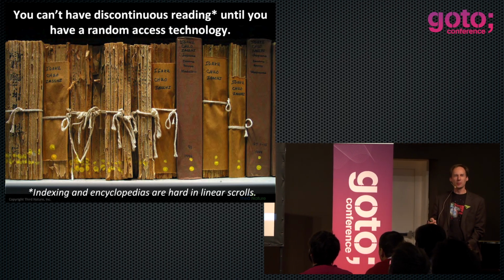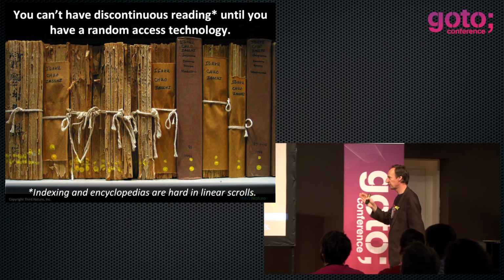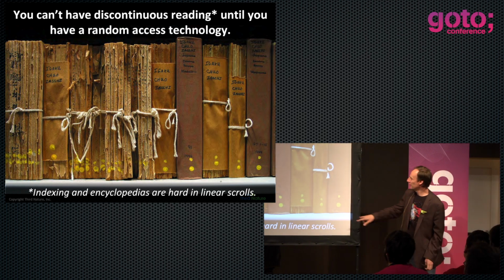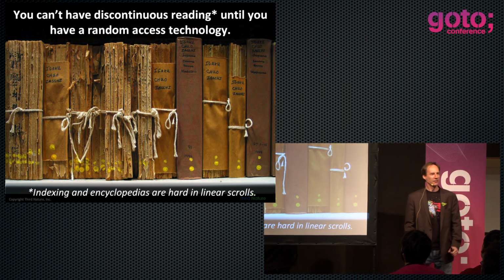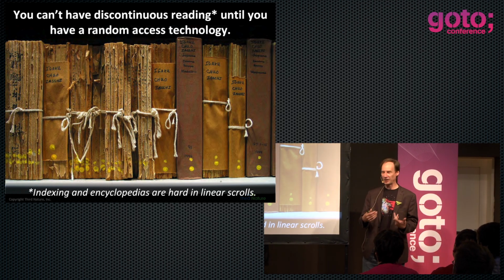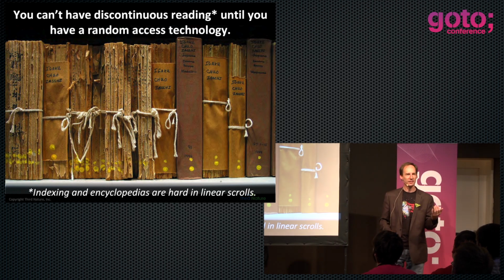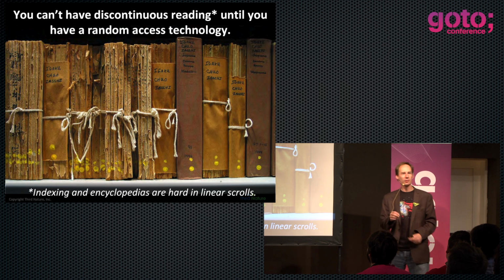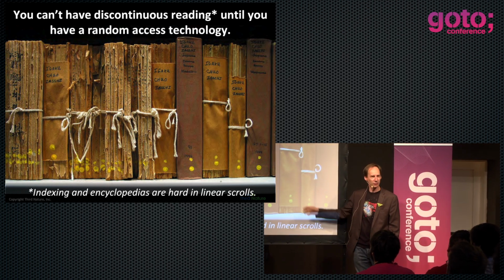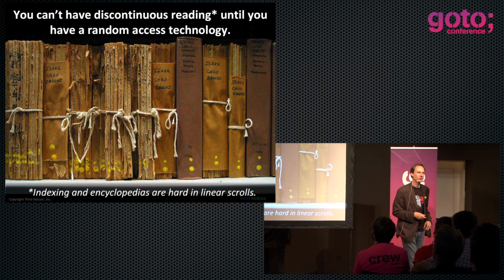Now, with scrolls, you have continuous reading. Start here, end here. With codices and books, you have random access. Now, the interesting thing is, if you make them big like this, and they're random access, until you have invented some new technologies for indexing, like an index or a table of contents or page numbering. Until somebody invents those techniques, these things are not much different than a scroll, but once they invent them, suddenly we have a way to go right to a particular place in a book.